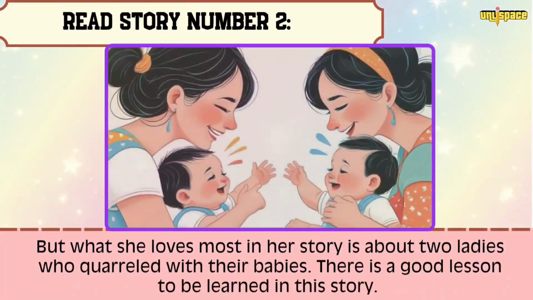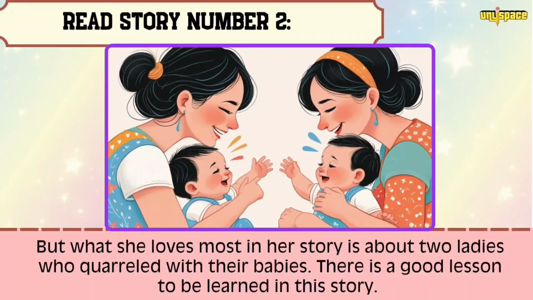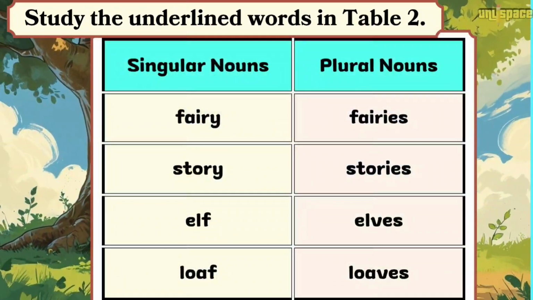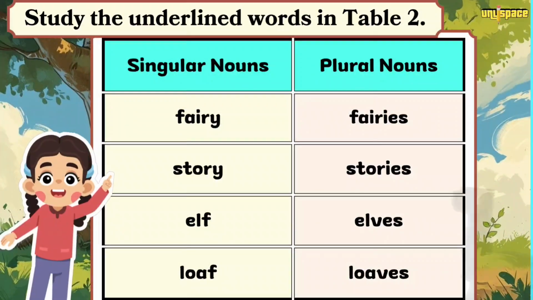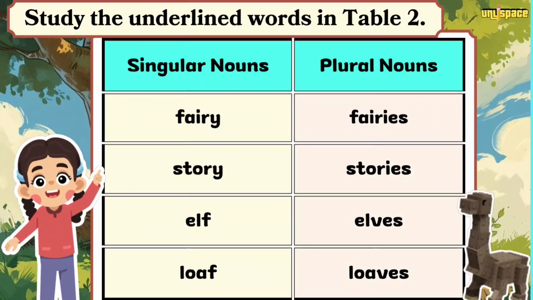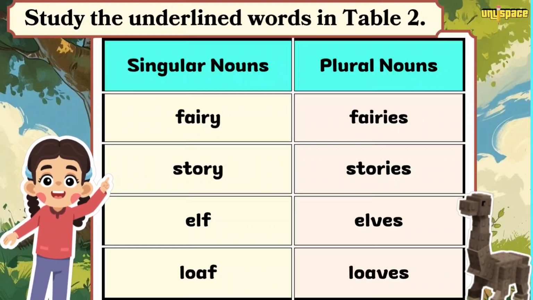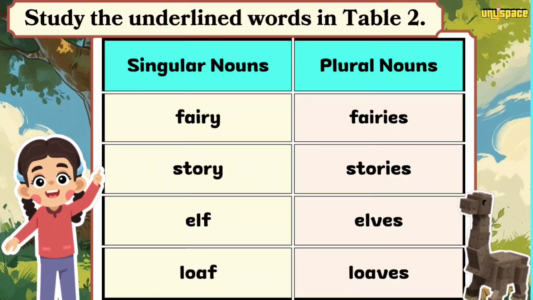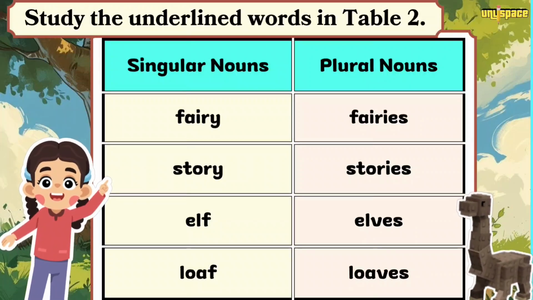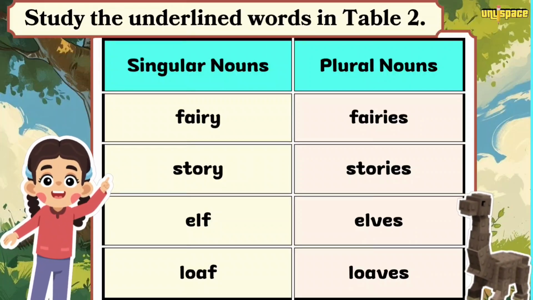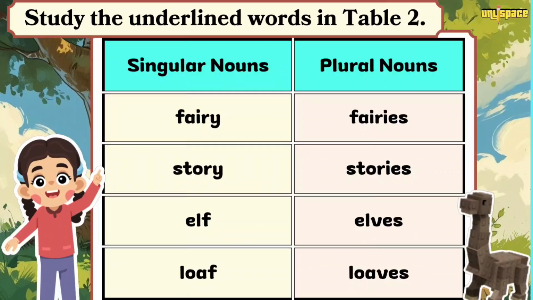But what she loves most in her story is about two ladies who quarreled with their babies. There is a good lesson to be learned in this story. Let's look at these words and how they change when we make them plural. That means more than one. Fairy becomes fairies. Story becomes stories. Elf becomes elves. Loaf becomes loaves.